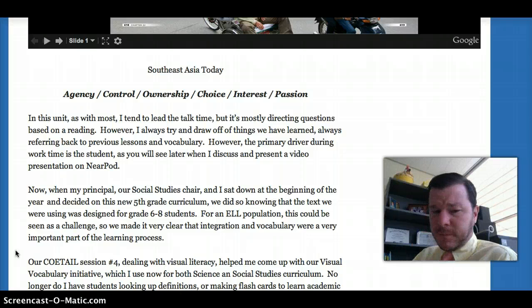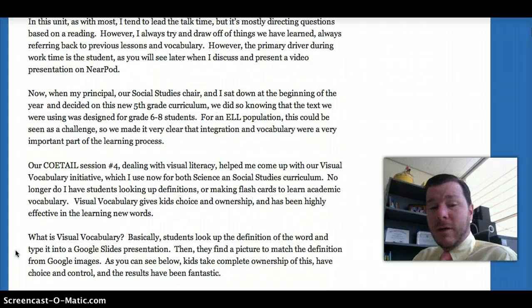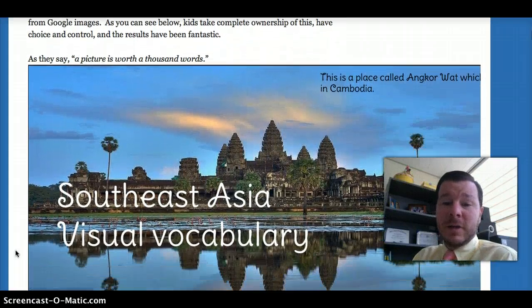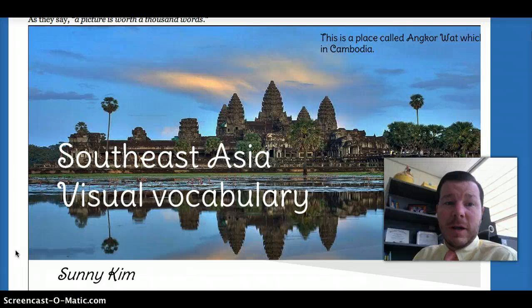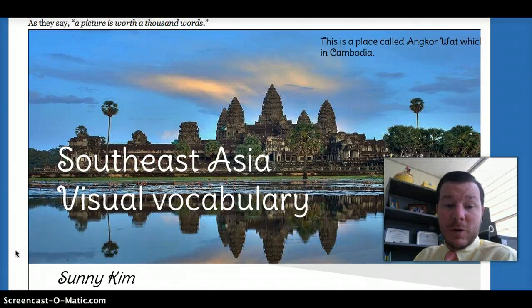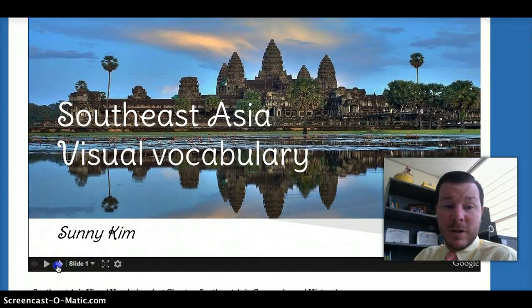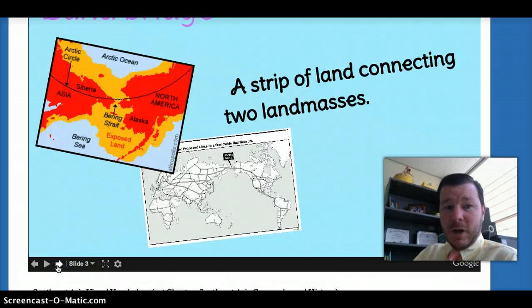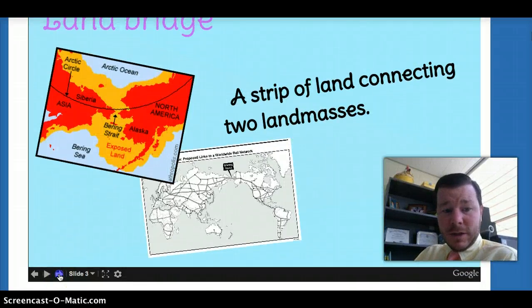During COETAIL 4, when we talked about visual literacy, I had the idea of incorporating that into our vocabulary. So instead of doing flashcards or writing down definitions, which is mundane, they started doing visual vocabulary. As I say, a picture is worth 1,000 words. Here's one of my students, and she's doing the geography. This is a land bridge.